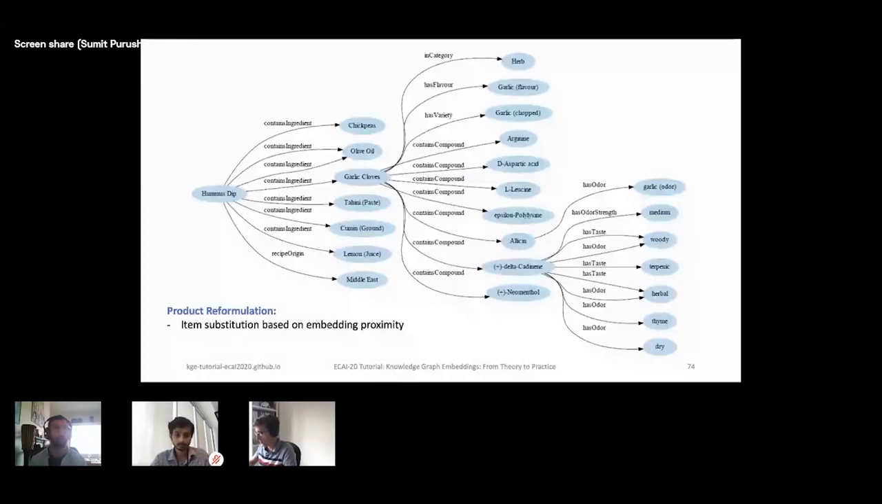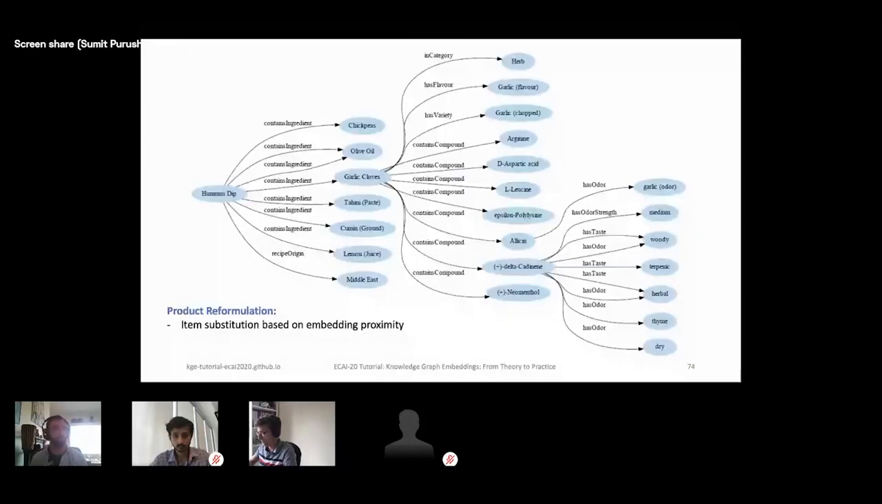And then, in the interest of giving a sense of how the full graph would look, I've just focused on garlic cloves and some of the compounds that are contained within it. So in our example, if we are a manufacturer that produces hummus and suddenly we have a disruption to our supply chain and we're unable to source garlic cloves, we could do a very simple item substitution using a graph like this, based purely on entity embedding proximity to find a suitable replacement for garlic cloves.